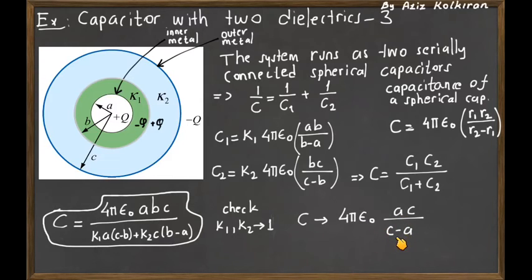So this expression is verified. If we have two different dielectric materials in between two spherical conductors, then you will have serially connected capacitors, and each capacitor will be given by the capacitance of a spherical capacitor, this expression. The end result is just you add these capacitances serially to get the final equivalent capacitance.